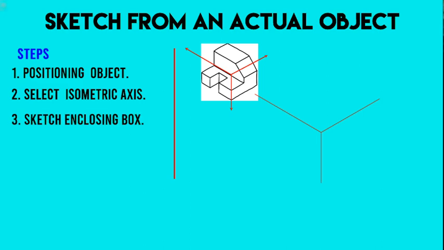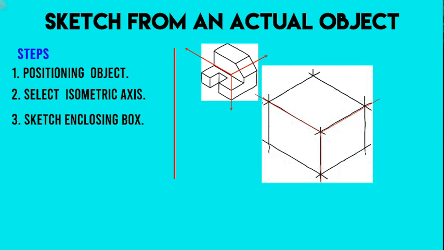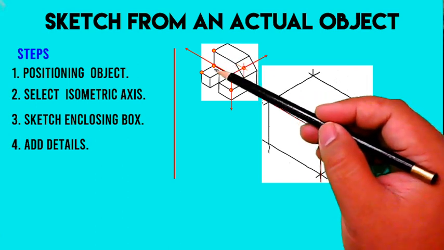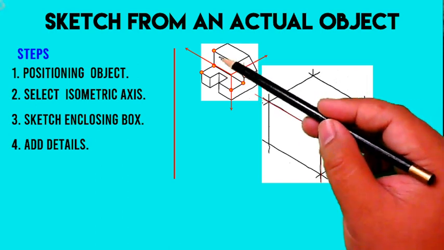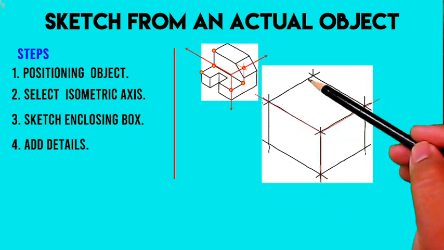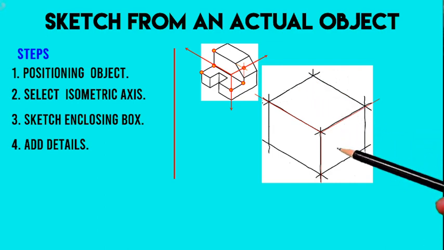Okay. Next one is sketch the enclosing box. So, ito na po yung kahon natin. And then add details. Ilalagay na natin yung details ng ating figure to our crate box. So, makikita nyo po dito yung mga points na nilagay po natin dyan. And also this one, ilalagay natin siya dito sa ating crate box.